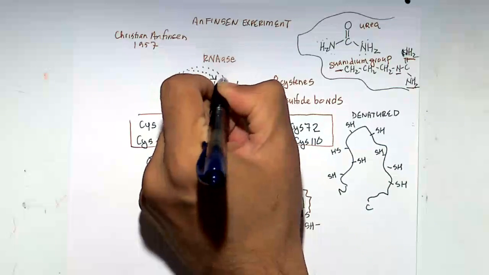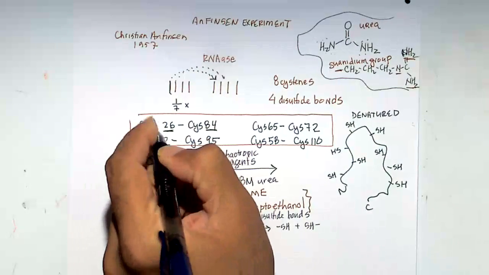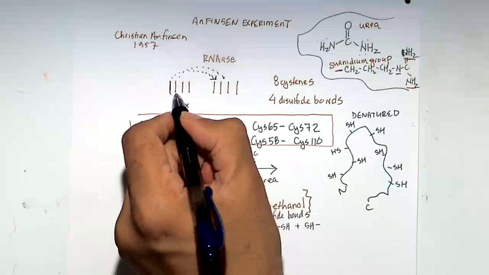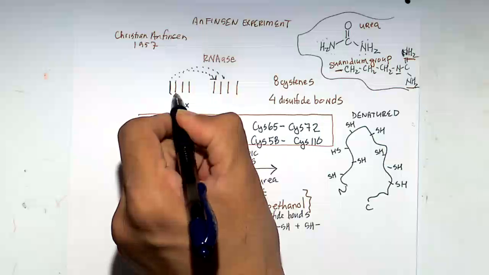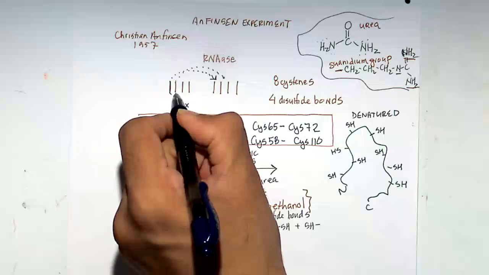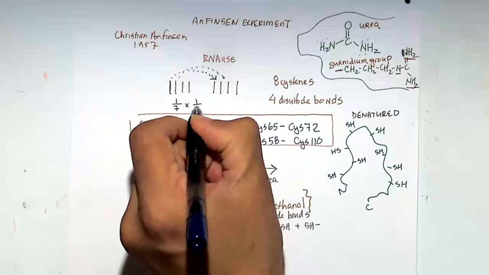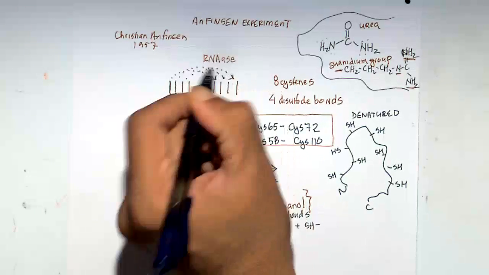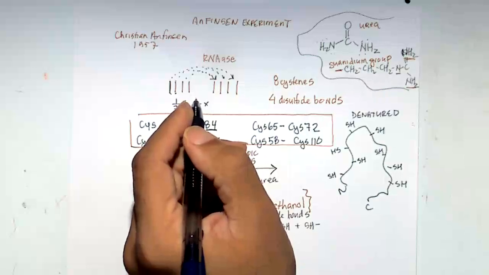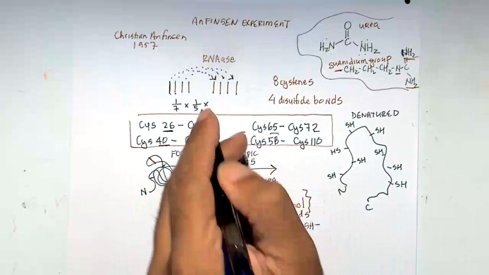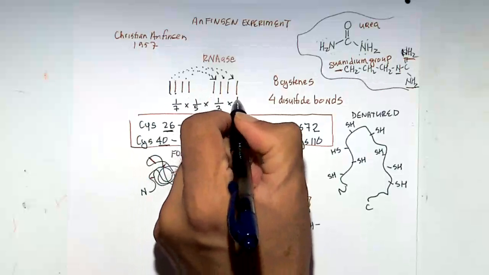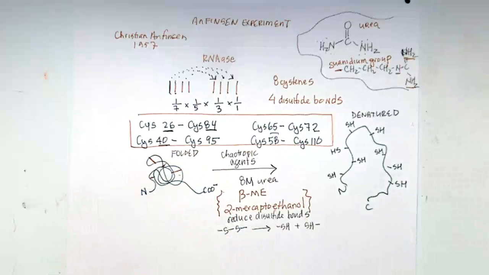The probability for the second cysteine to find its partner, 40 to 95. Well, we got 2 of them off, so this one has 5. Out of those 5, one of them is the right partner, so it's 1/5. This third one has 3 remaining cysteines to find the right partner, and that's 1/3. And this fourth one, hopefully will find the right partner.